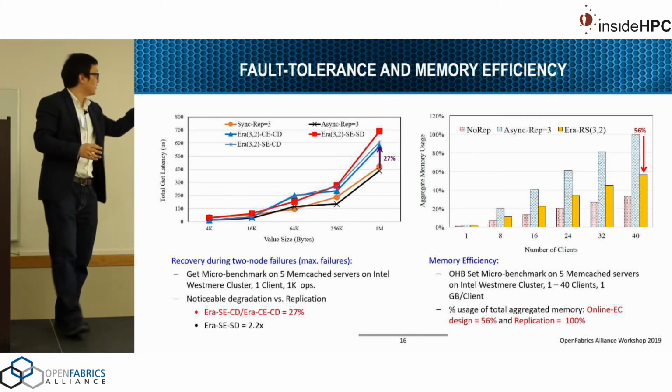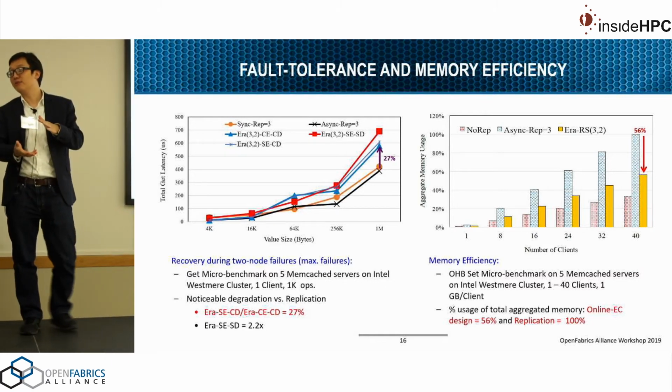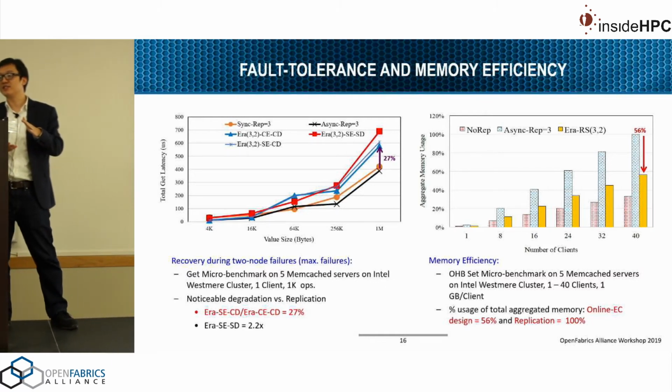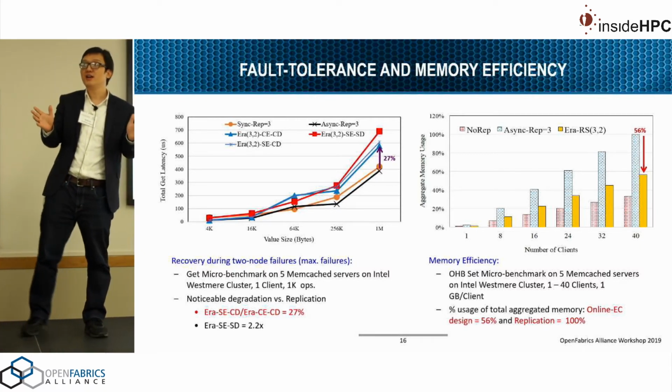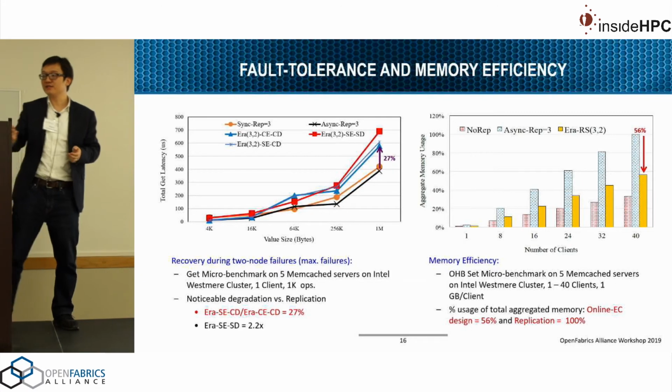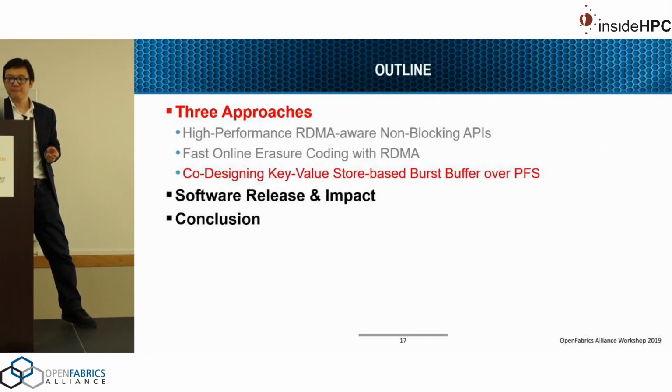That's a pretty good achievement, I think. If you look at the left-side graph, compared with the replication scheme, we can reduce memory utilization by around 56%. And based on what kind of Reed-Solomon code you use, we can further reduce this memory or storage utilization compared to replication.